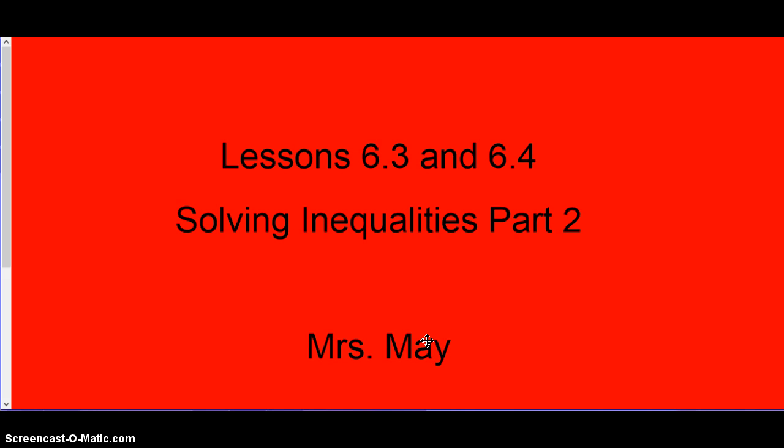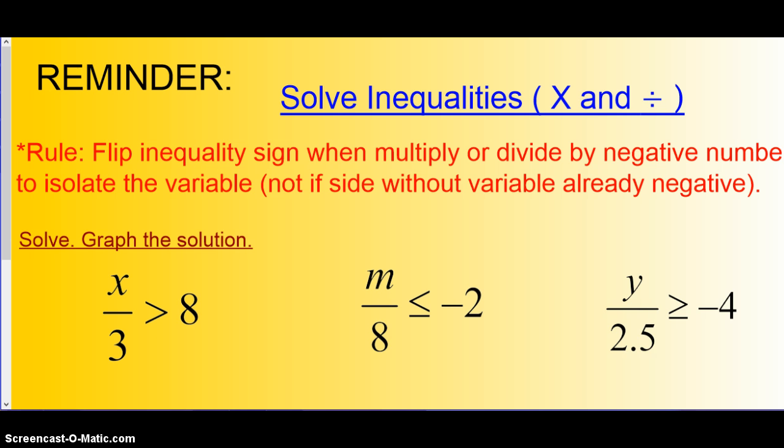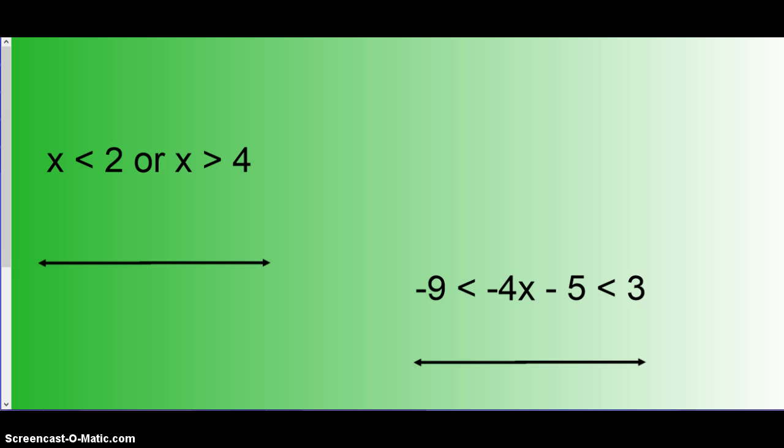Today we're going to be continuing our exploration with solving inequalities. On our last video, we talked about making sure that if you have an inequality sign that needs to be flipped, if you're multiplying or dividing by a negative number to isolate the variable, you need to flip the inequality sign to its opposite. You'll notice that this is the same slide as before. I just wanted to give you a reminder.